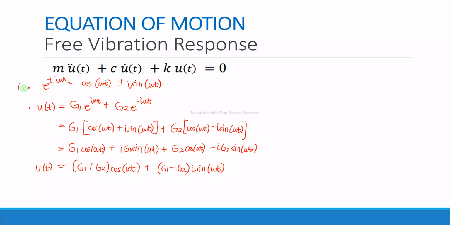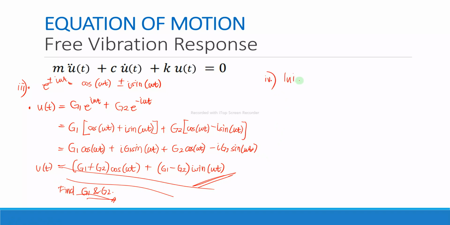So, we have arrived here. The next thing to do is to solve for g1 and g2, our arbitrary constants. So, we have initial values, or initial conditions. At time equal to 0, u of 0 is u naught, or the initial displacement, and our u dot of 0 is equal to u dot naught.